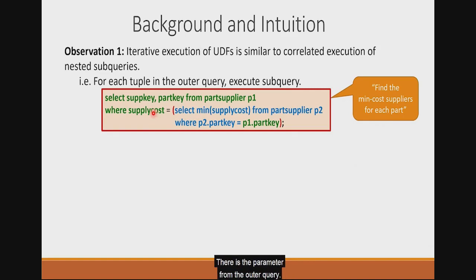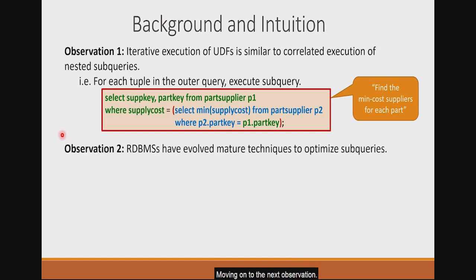And there is a parameter from the outer query. Here it's p1.partkey, which is passed as a parameter to the inner query, and that is what is called a correlating parameter from the outer to the inner query. For every tuple in the outer query, you execute the inner query using this as the parameter, take the result of that query, and then subsequently evaluate the outer query. This is what is called the correlated execution of nested subqueries.